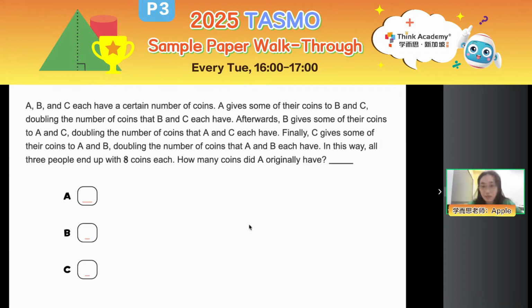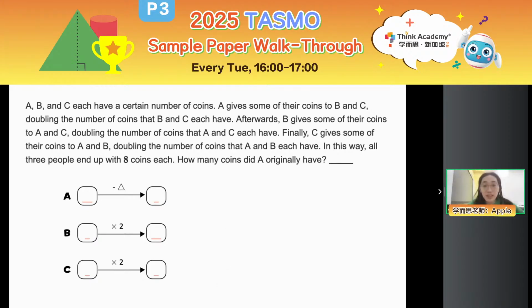Okay, then for the first part, now we know that A gives away some coins, so maybe I just write it as a minus triangle. And at the same time, you see that what happened to B and C's coins? B and C double, right? What is the meaning of double? Double means times 2. Okay, and following this again, we just draw out the boxes.